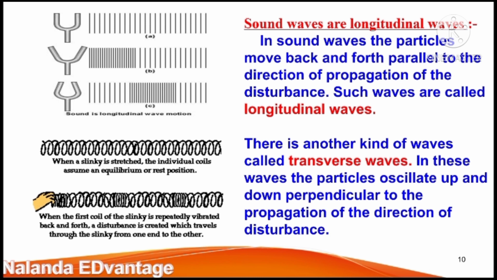For example, you can see here the slinky. This is a toy which many children have. It's like a spring with individual coils. When you put a dot on it and stretch it out, you can see that the dot moves in regions of compressions and rarefactions. There is another kind of wave, known as transverse waves, in which the wave particles oscillate up and down in a particular area. In sound waves, the particles move parallel, but in transverse waves, they move perpendicular to the direction of propagation.